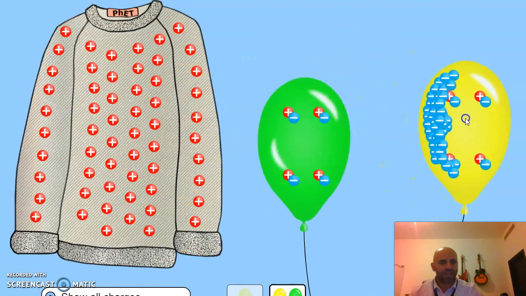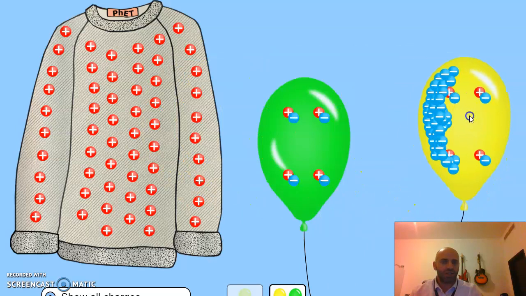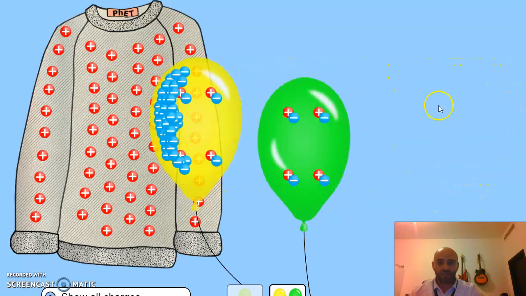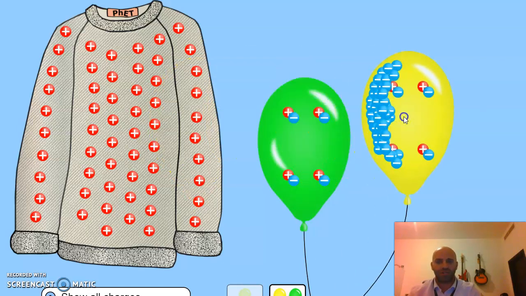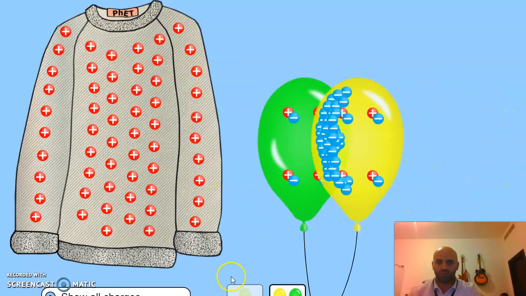So now we'll introduce a second balloon here and just see what happens. I release it from here, and this balloon heads straight towards the jumper because it is drawn more to the jumper than it is to this green balloon. This green balloon is what we would say is electrically neutral because it's got as many positive charges as it has negative charges, whereas the yellow one has got a dominant negative charge overall. Okay.